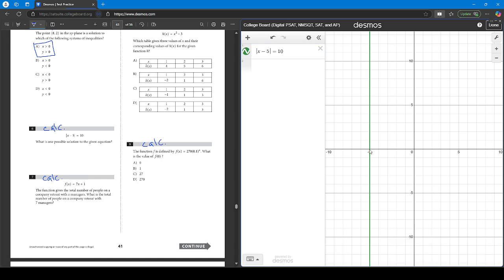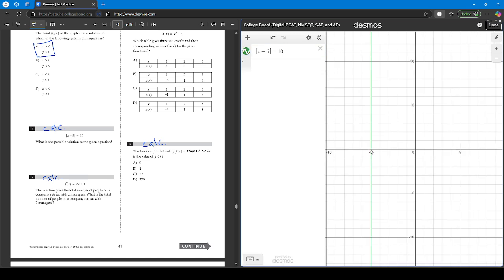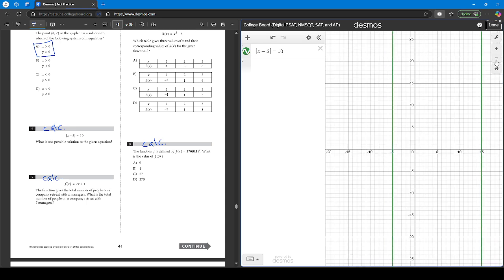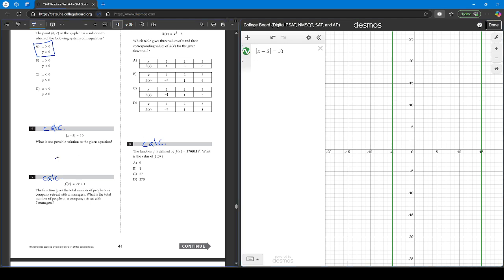And it's asking, what is one possible solution? Here's a possible solution at -5. If I zoom out, I see another possible solution at 15. So either of those would be correct. I'm just going to put in -5 because that's what I saw first. But positive 15 is equally correct, equally accurate as well.